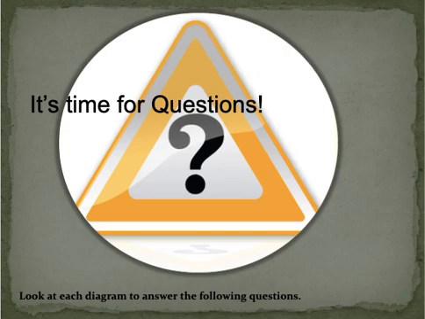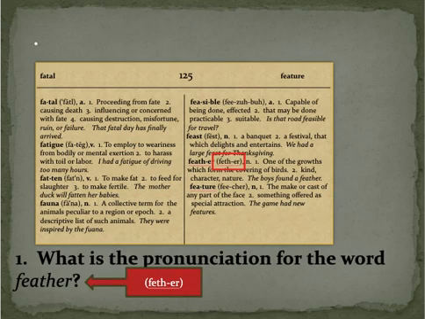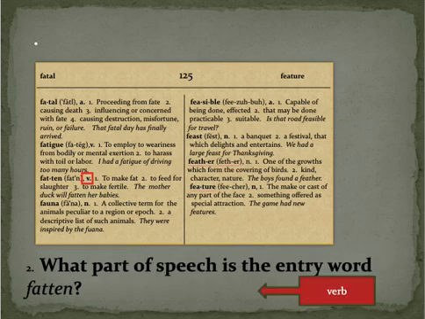So we're going to test it out. Obviously, you're going to see the answers beside it, but let's talk through it. The question is, what is the pronunciation for the word feather? Well, F-E-TH, feath, and then the second syllable, E-R, feather, and that's going to be the pronunciation of it. Part of speech for the word fatten. Well, fatten is a verb, meaning to make fat. Think about them fattening up those turkeys for Thanksgiving dinner. So it's going to be used as a verb.